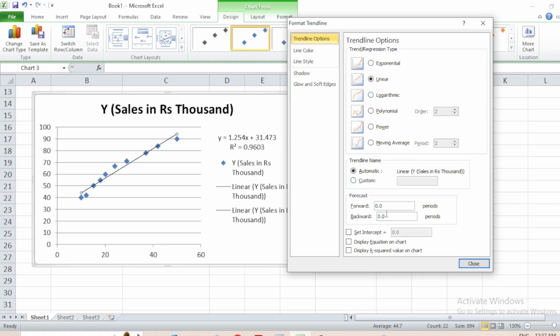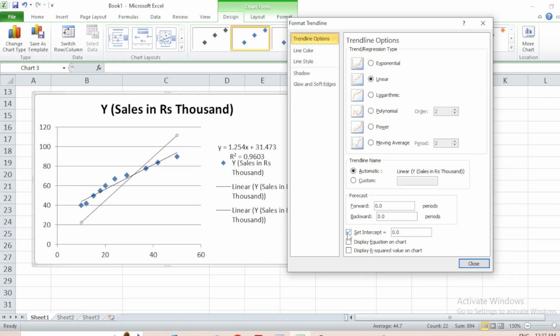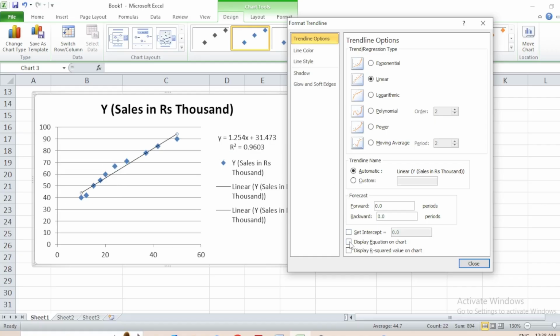And let us say now we have put the regression equation, it is already there. Now we have set the intercept. Now this intercept would change the equation because now the linear equation will start through the 0. This will give you an idea about how much values are being distributed on the left hand side of the chart. But for the time being, let us untick this thing.